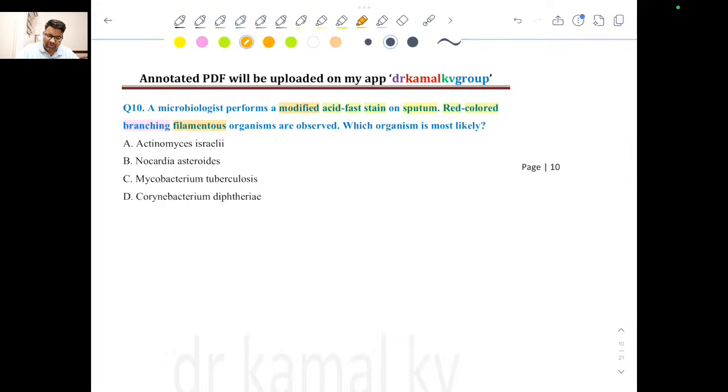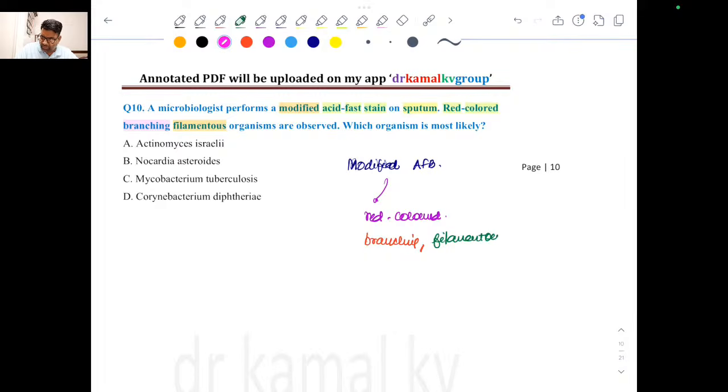Priya, Gaurav, absolutely right. So this is modified AFB, right? And what is being seen? Red colored, but importantly branching and filamentous organism. Clear? So the moment you have this kind of description, this is not Mycobacterium, this is Nocardia asteroides.